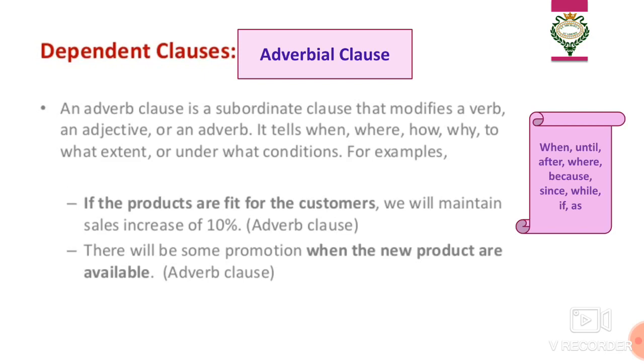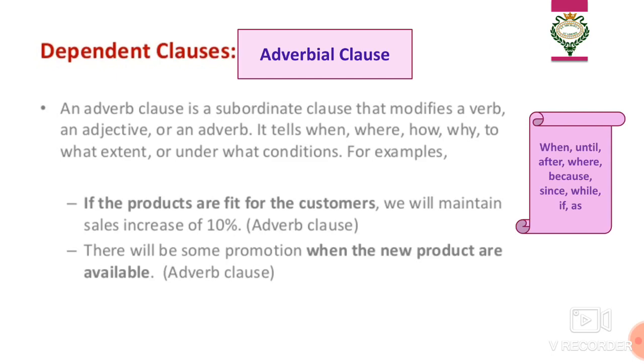Now, adverbial clause. Again, an adverbial clause does the work of an adverb. That is, it describes or it adds meaning to a verb, an adjective, or another adverb in a sentence. It tells us when, where, how, why, to what extent, or under what conditions a work is done. It often begins with when, until, after, where, because, since, while, if, or as.